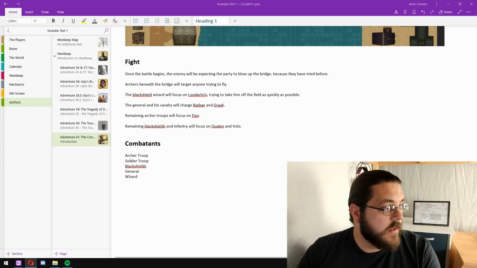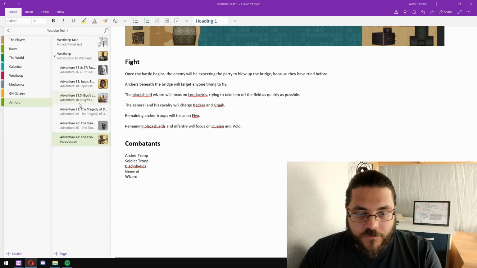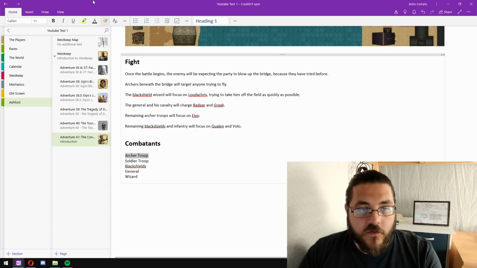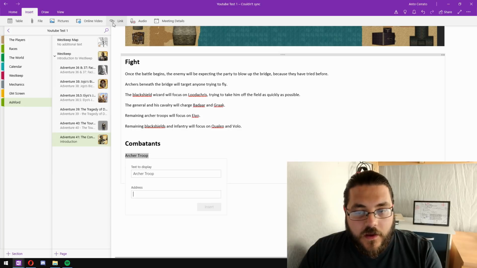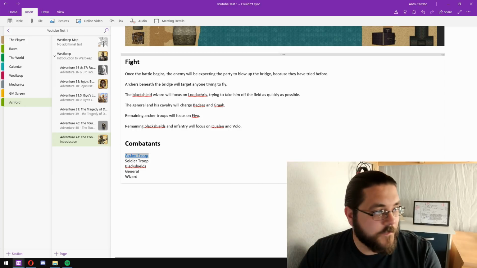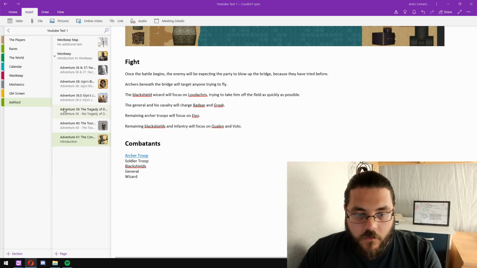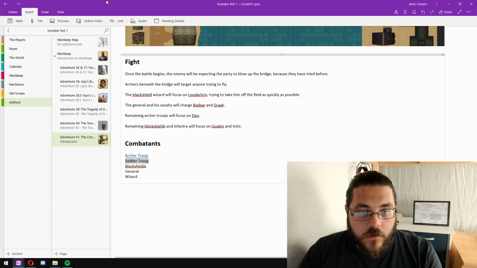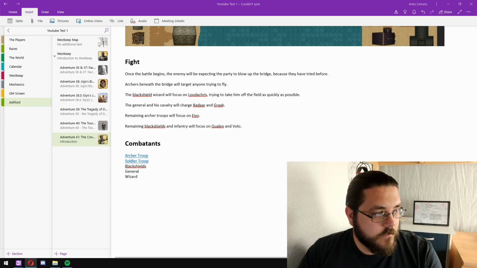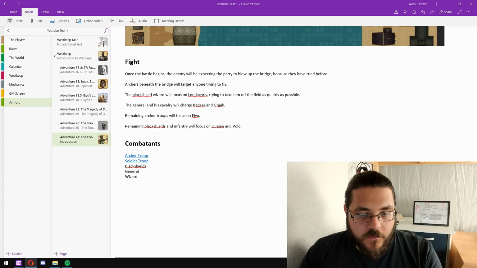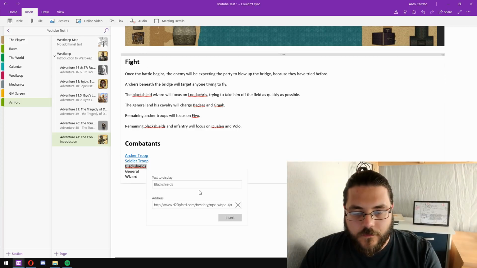So let's start with the archers. I'll copy the link from my web browser and insert it into there. And let's do the same with the infantry troop, and the same for all the others.